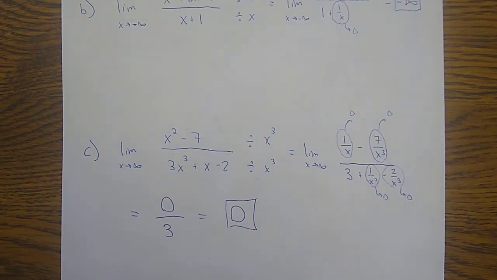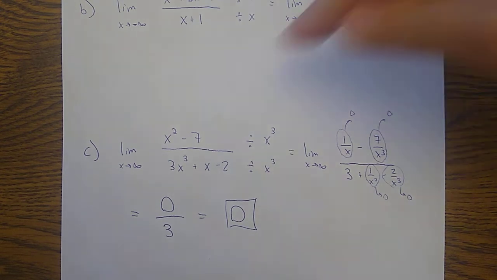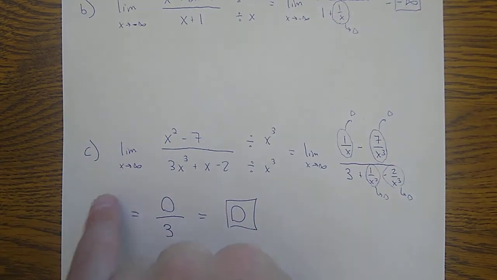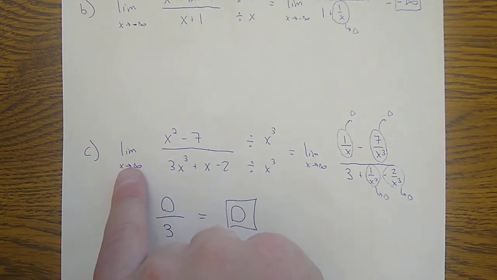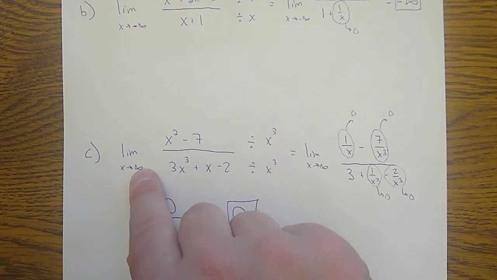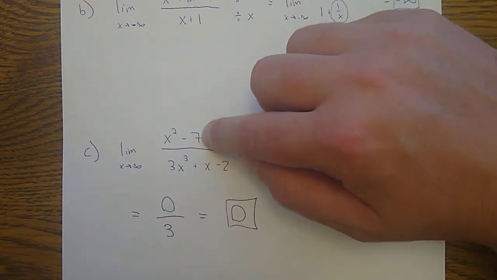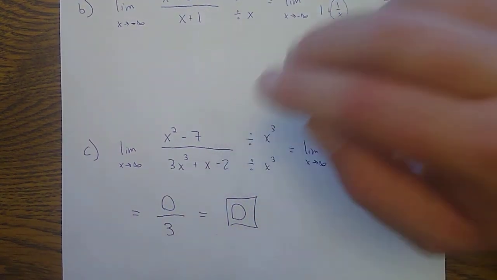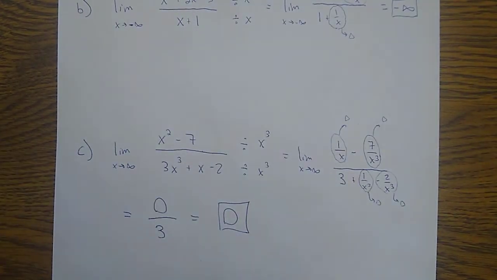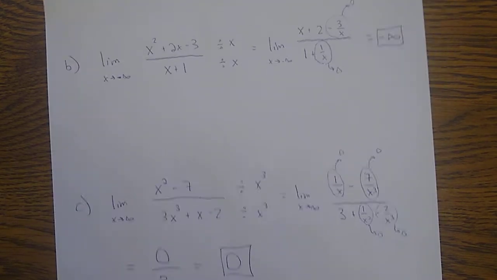So feel free to use this shortcut in the future. If the top is a polynomial and the bottom is a polynomial, and the limit is as x goes to infinity or negative infinity, that's important. If it's x going to infinity or negative infinity, and you have a polynomial on the top and a polynomial on the bottom, you can do this. You can just ignore everything but the biggest power of x on the top and do the same on the bottom, and just find the limit of that, and that should be your answer.